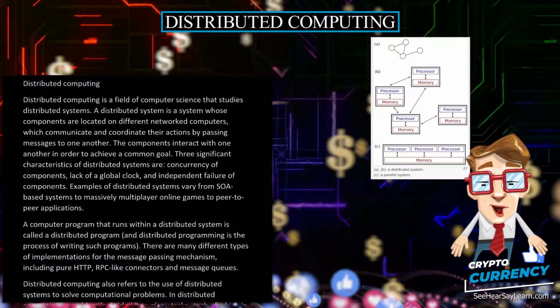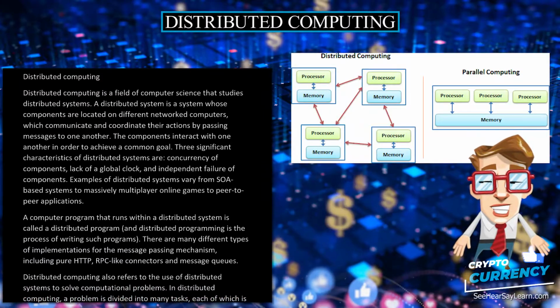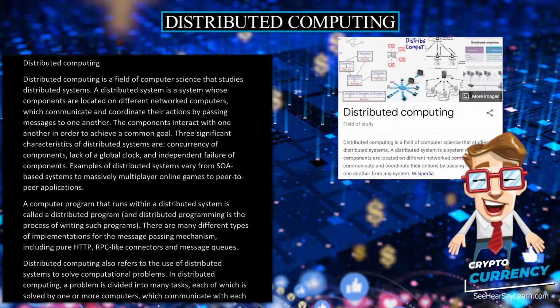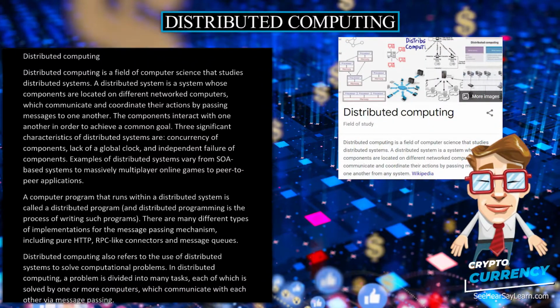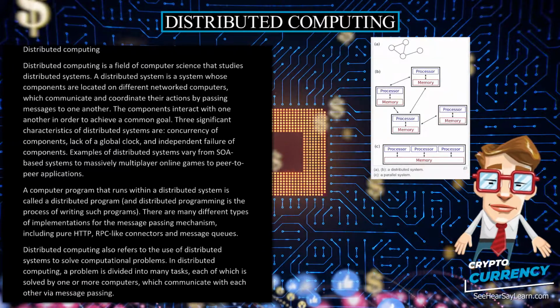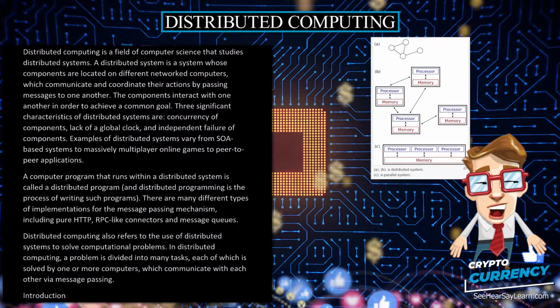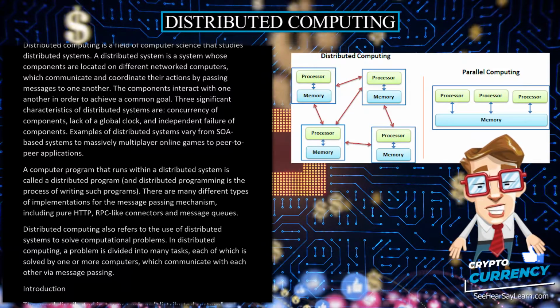Three significant characteristics of distributed systems are concurrency of components, lack of a global clock, and independent failure of components. Examples of distributed systems vary from SOA-based systems to massively multiplayer online games to peer-to-peer applications.